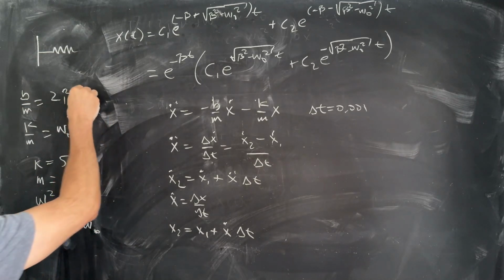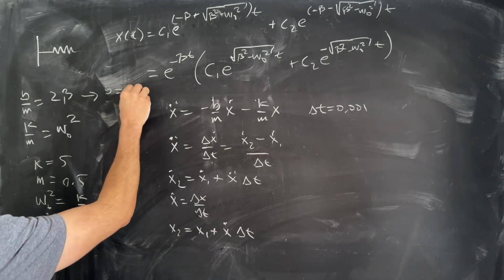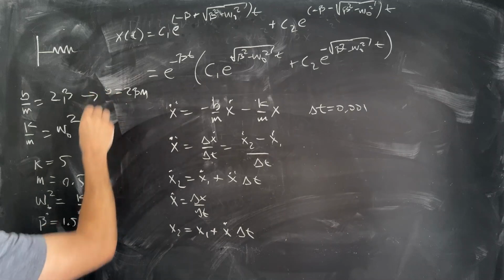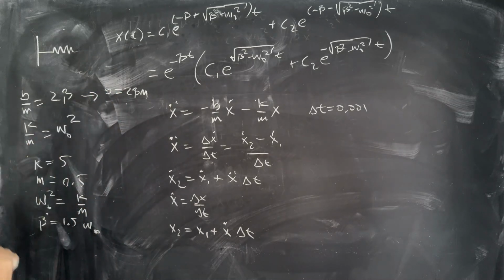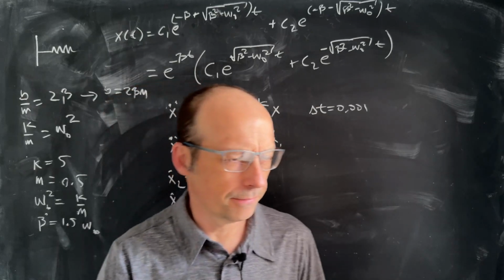So b up here, b is equal to 2 beta m. So I'm going to set all my values and calculate b that way. Let's jump over to Python and do this thing.